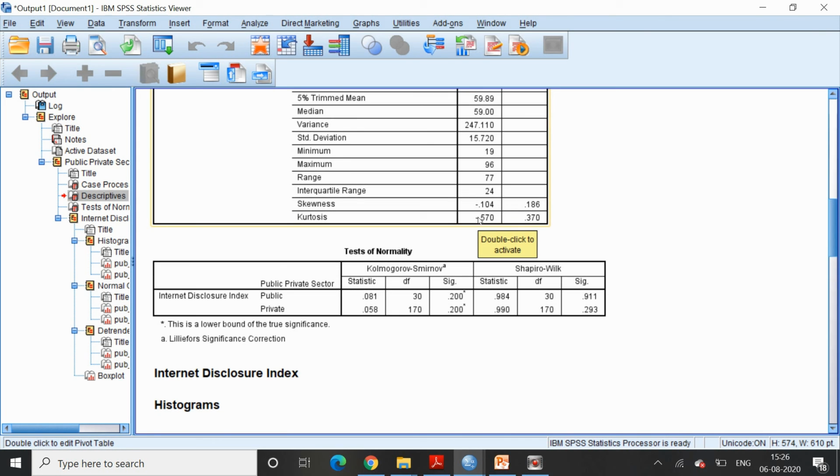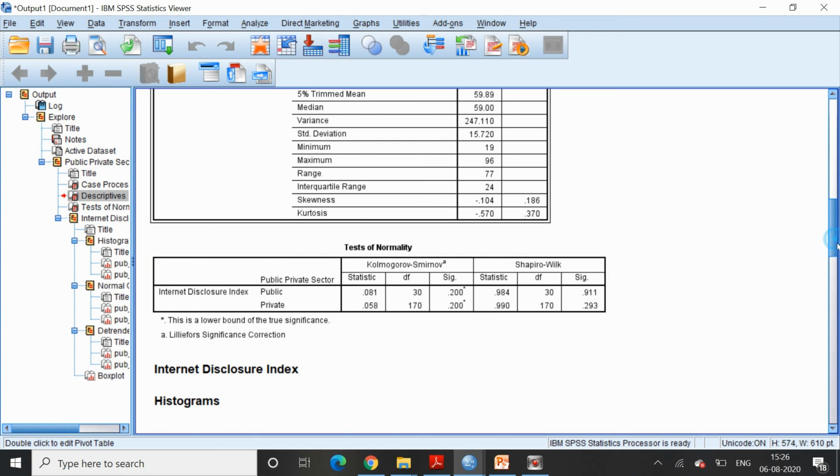Similarly, we check it for the kurtosis. 0.570 divided by 0.370 comes out to be 1.54, which is still less than the 1.96 standard value of z. So the data is normally distributed. Now let's check the tests of normality figures which we have got.